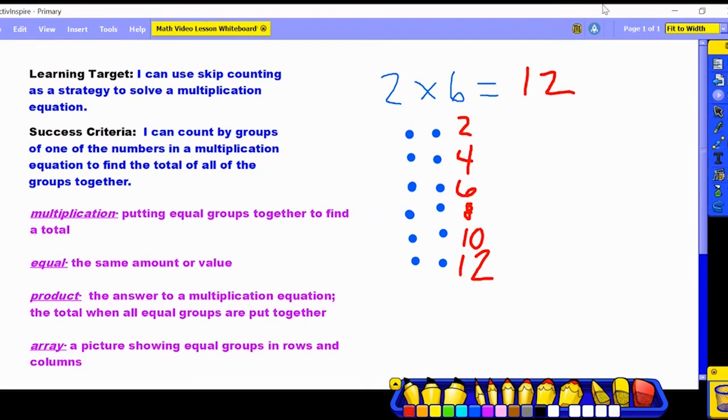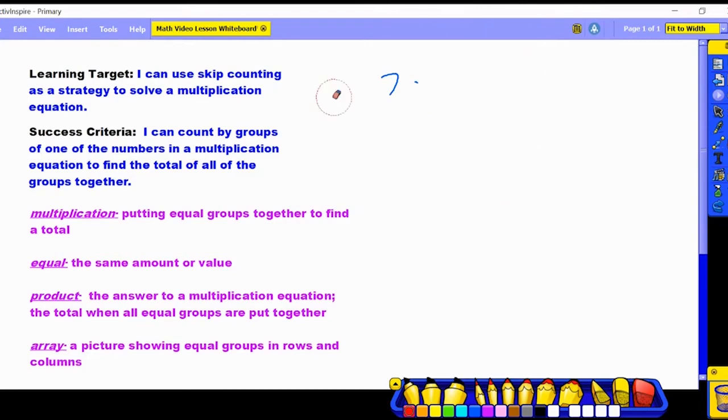Let's try one more on your own. And this time we'll do an example with 5, in case you want to practice counting by fives. So try solving 5 times 5 with skip counting by fives. And remember, you always start with 5 if that's what you're counting by.